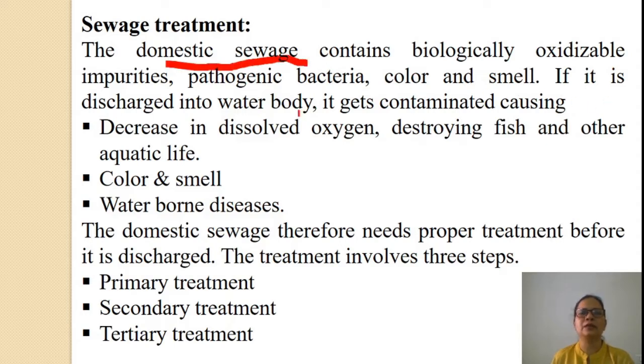So if it is discharged into the water body, the entire water body will be contaminated, which may cause a decrease in dissolved oxygen, destroying fish and other aquatic life, color and smell, and waterborne diseases. Therefore, the domestic sewage needs proper treatment before it is discharged into the water streams. And the treatment involves 3 steps: primary, secondary, and tertiary treatment.